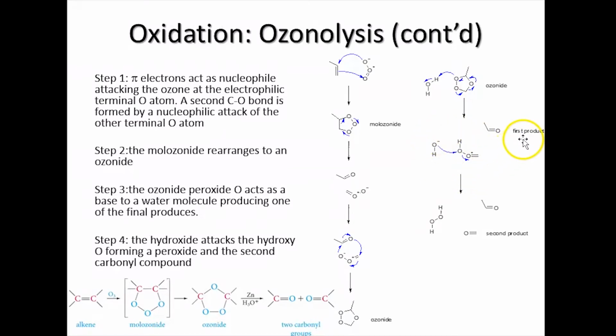The first product is going to be this species here, and the second product will form a peroxide and this species.